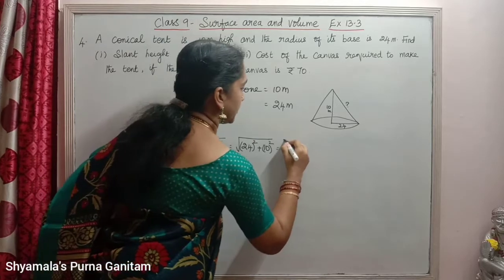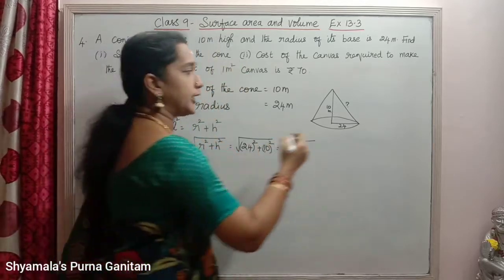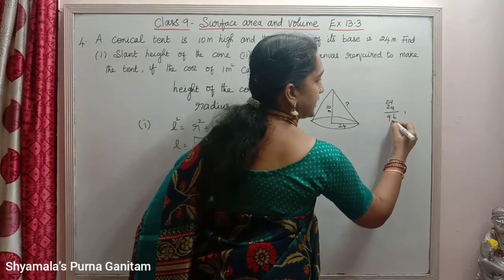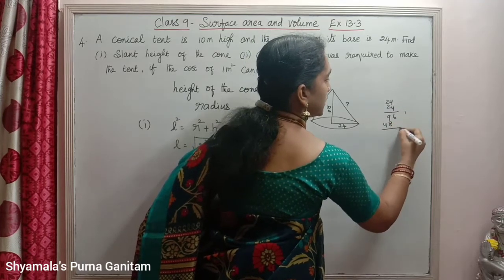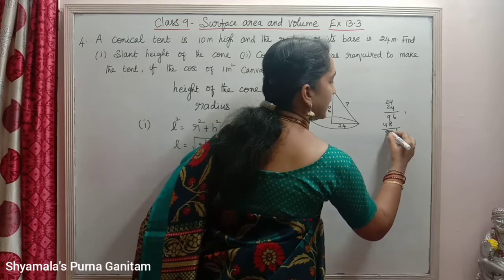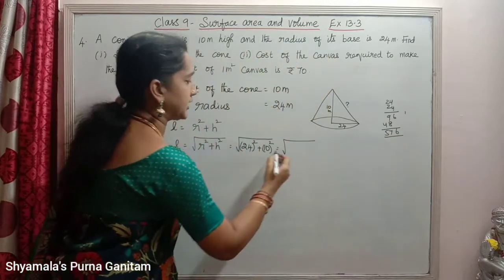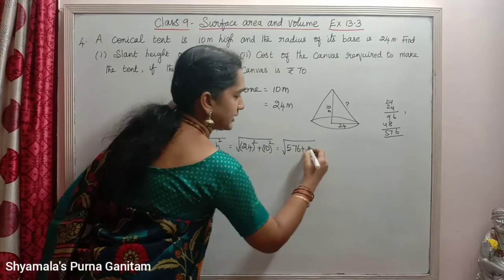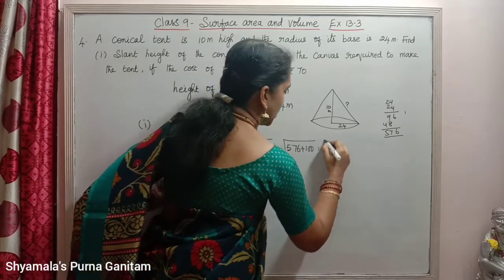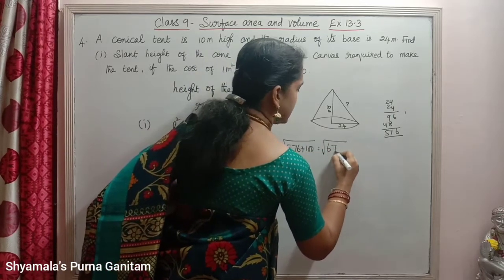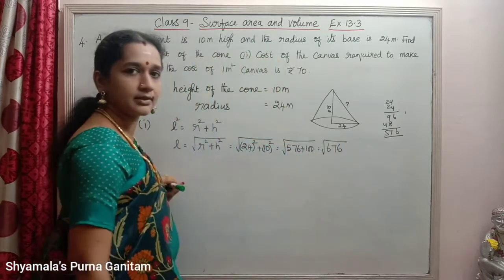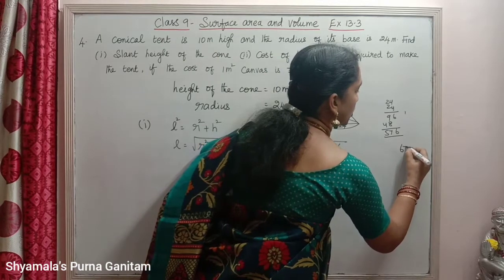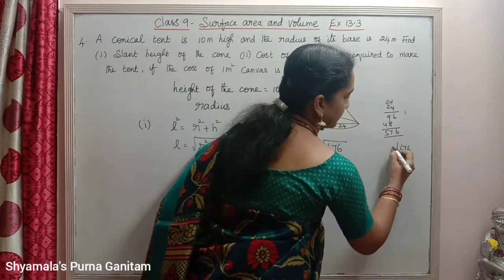Okay. So this is equal to root of 24 into 24, that is 24 squared, which is 576. So this is 576 plus 10 squared, 10 tens are 100. So root of 676. We need to find the root of 676.